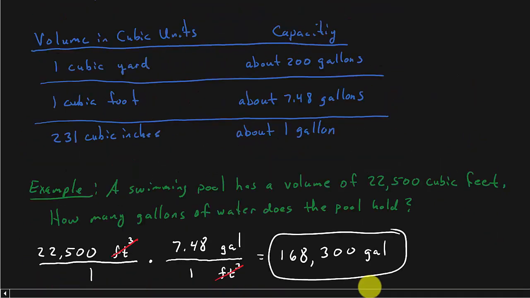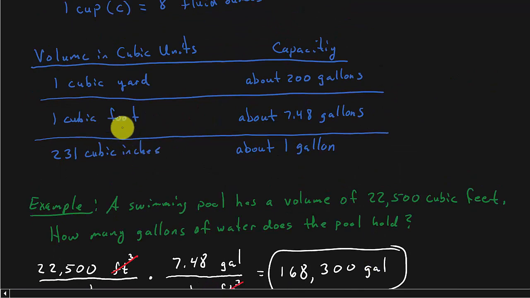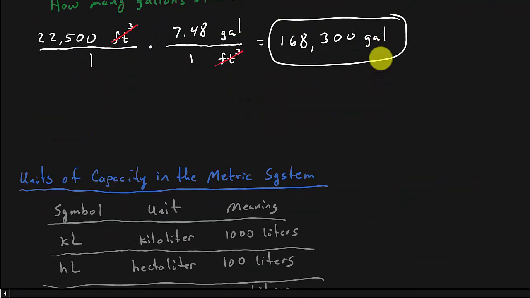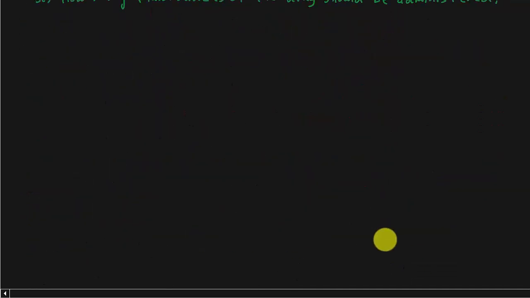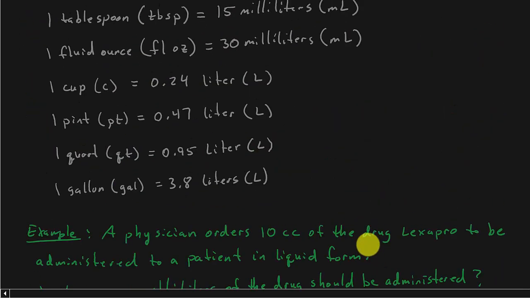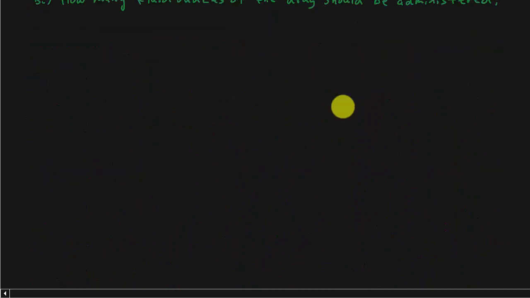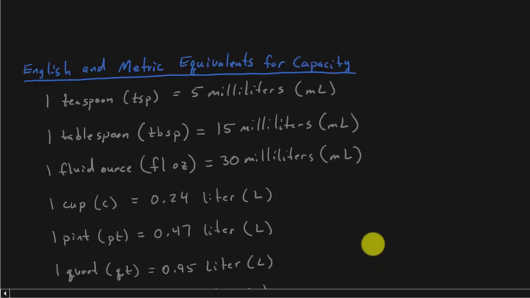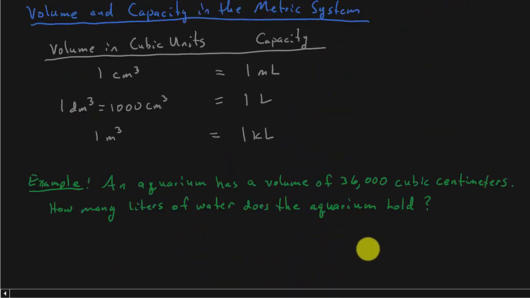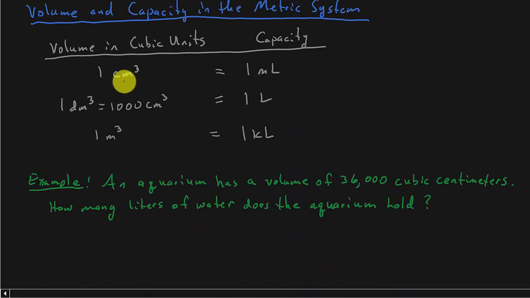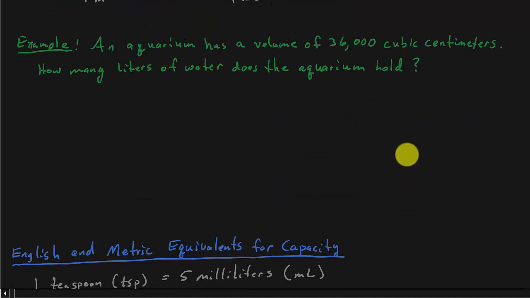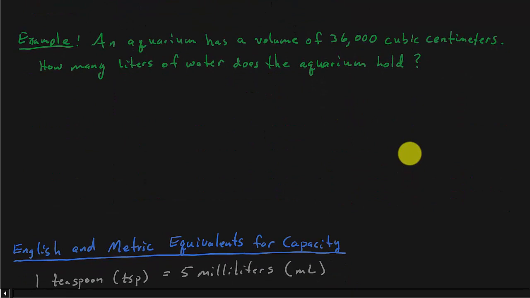All right. See how this one's going from cubic feet, cubic inches, and cubic yards to gallons? Well, that's all this one's doing. Here we go. See, this is just going from cubic centimeters to milliliters. Okay, it's the same thing, except it's just in metric.